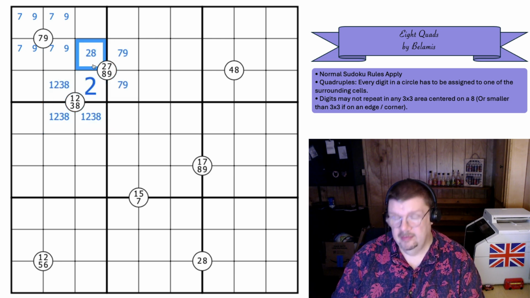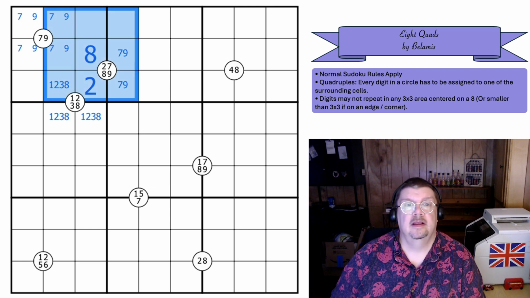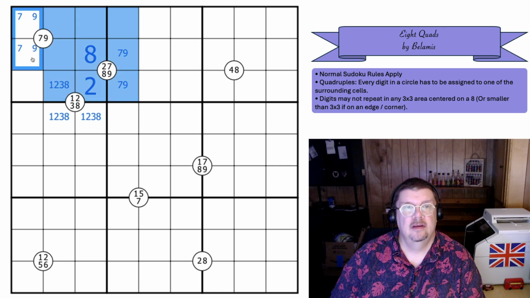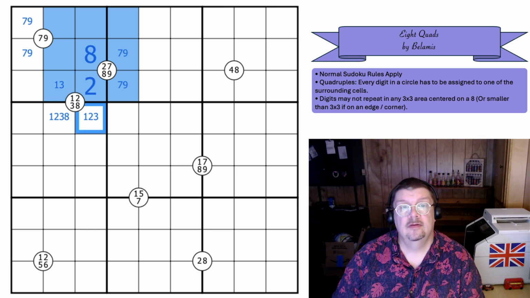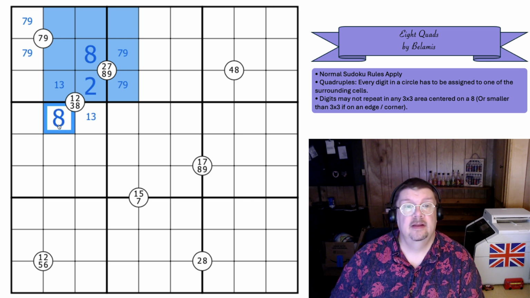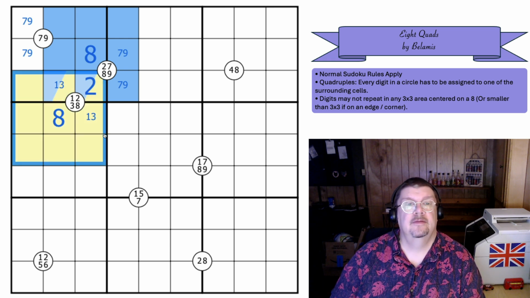That's a 2, that's an 8, and now I have an extra region like that, and I cannot repeat digits, so those can't be 7 and 9. That makes that a 7-9 pair. That's a very nice break-in. That can't be an 8 or a 2. So that's an 8, and now I have another region that I can't have repeats in. So let's give that a colour.